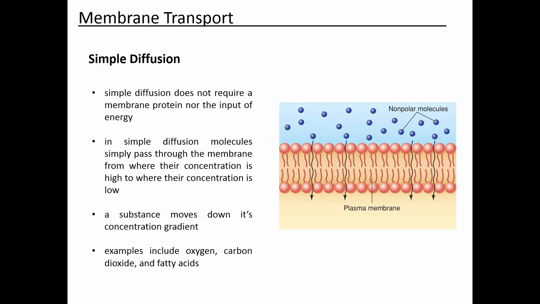So in simple diffusion, again, something is moving down its concentration gradient. And another important point is that the concentration gradient determines the direction of movement in simple diffusion. As an example of that, there are two examples at the bottom of the slide of molecules that move by simple diffusion: oxygen and carbon dioxide.